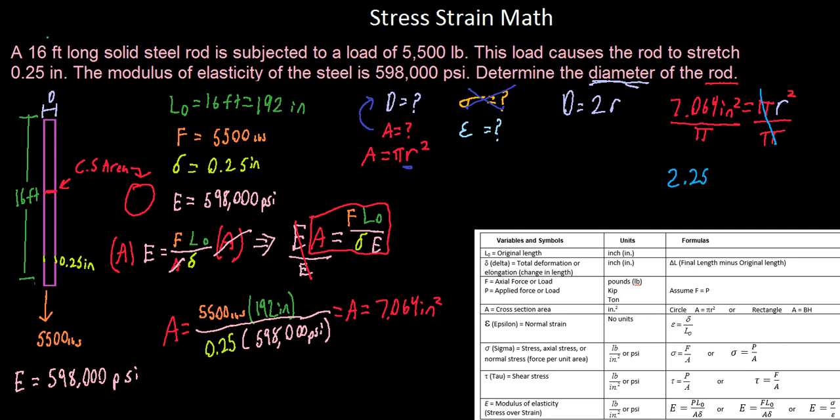We get 2.25. We actually get like 2.2495, but I'm going to go ahead and round that to 2.25 inches squared equals radius squared. And then we're going to take the square root of both sides to get what radius equals. We get radius equals about 1.5, almost exactly 1.5 inches, which we then plug into this equation right here to get our final diameter of 3 inches. So this rod is 3 inches thick. And that's our final answer. That's what it asked for.